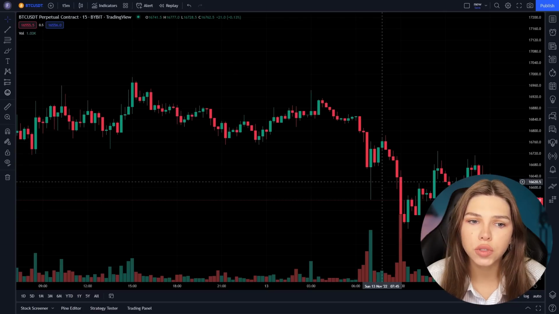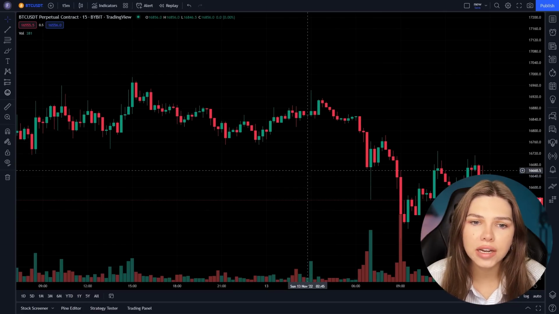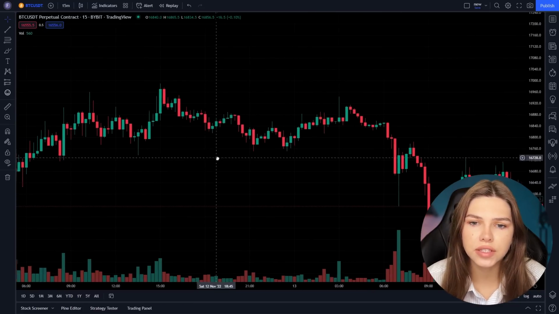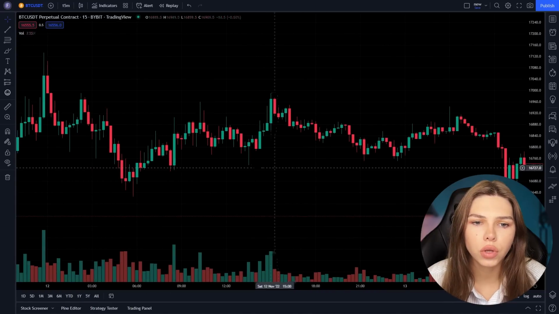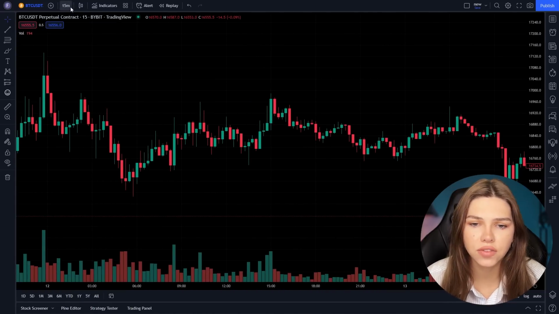So now that that's out of the way, let's get right into it. So firstly, I'm going to be using TradingView. Regarding the charts on this strategy, I like to use the 15-minute time frame, and we're going to be using the regular candlesticks for this strategy.